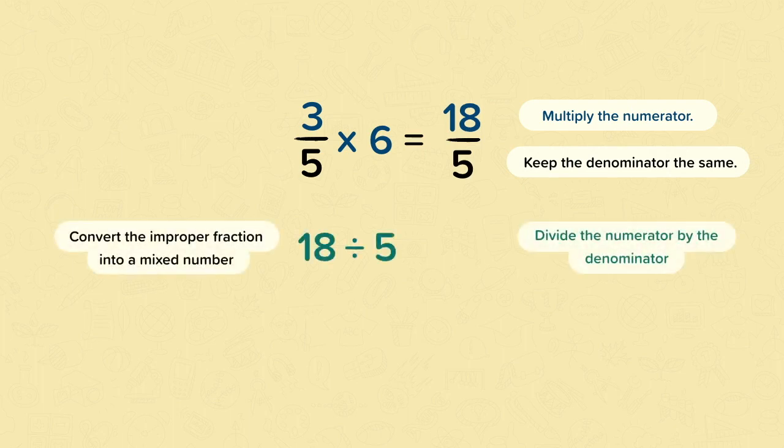Next, convert the improper fraction into a mixed number. You can do this by dividing the numerator by the denominator. 18 divided by 5 equals 3 remainder 3. Finally, use the answer for 18 divided by 5 to give the answer for the mixed number. The 3 becomes the whole number 3 in the mixed number, and the remainder 3 becomes 3/5. So 3/5 times 6 equals 3 3/5.